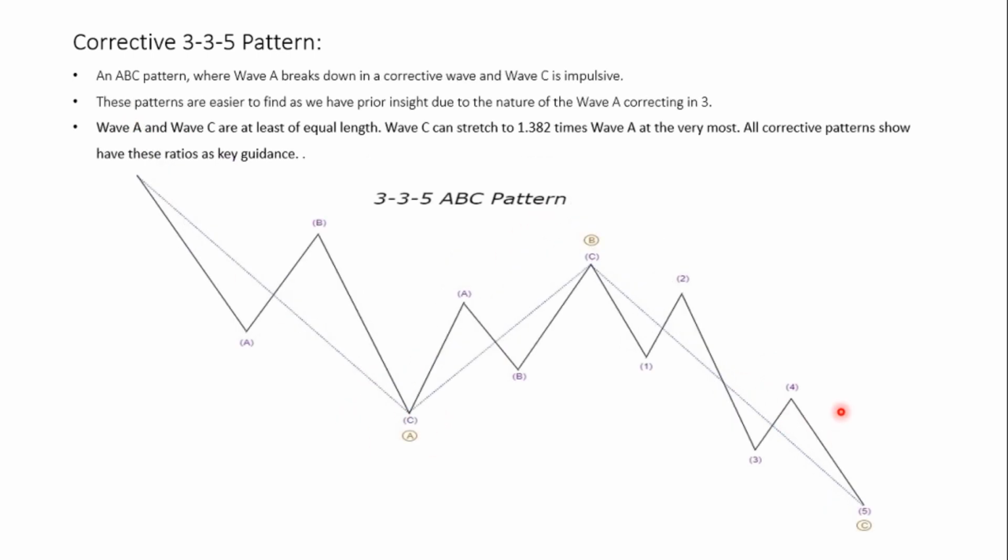So moving on to a 3-3-5 ABC correction. Much easier to follow because we've already broken down in 3, we've broken up in 3, and then we should expect 5 waves down for a wave C, an impulsive move. So this is a lot easier to follow because it started off from a corrective move, and we know that we have 3, 3, and then 5 to the downside.